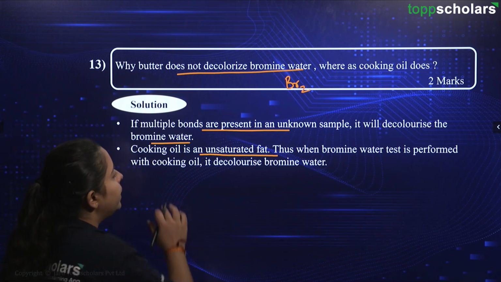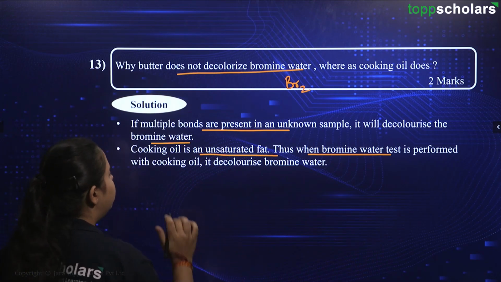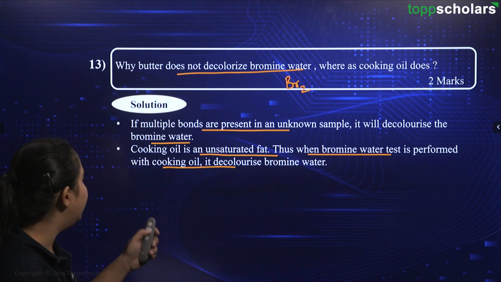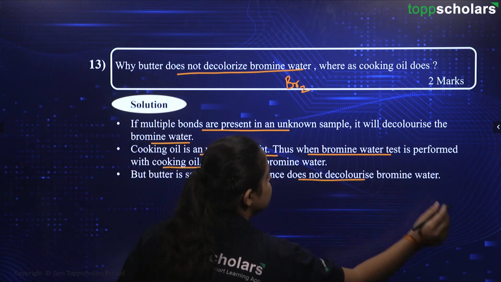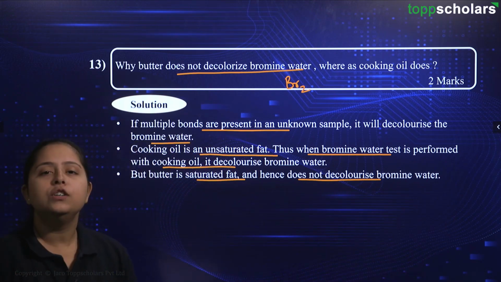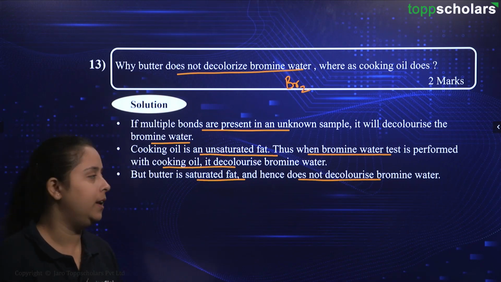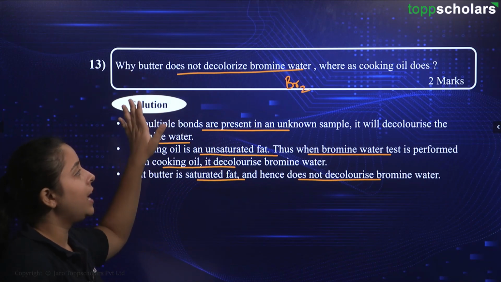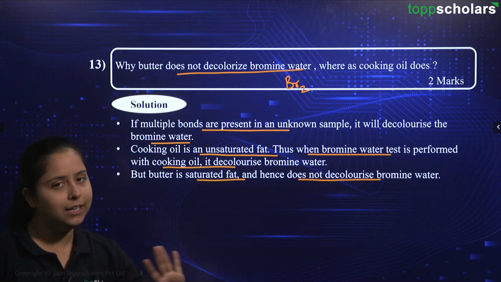Coming to the sentence, cooking oil is an unsaturated fat. Thus, when the bromine water test is performed with cooking oil, it will decolorize the bromine water. Going ahead, talking about the butter, butter is saturated fat and hence it does not decolorize bromine water. So what is preferable to make our cooking and our foodstuffs in? So friends, you should remember this bromine water test and which kind of compounds will decolorize it and which kind of compounds will not decolorize it.